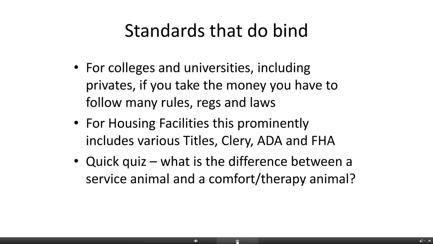Next. For colleges and universities, including privates, if you take the money, which generally means financial aid money or grant money, you have to follow many rules, regs, and laws. For housing facilities, this prominently includes various titles, the Clery Act, ADA, and FHA.